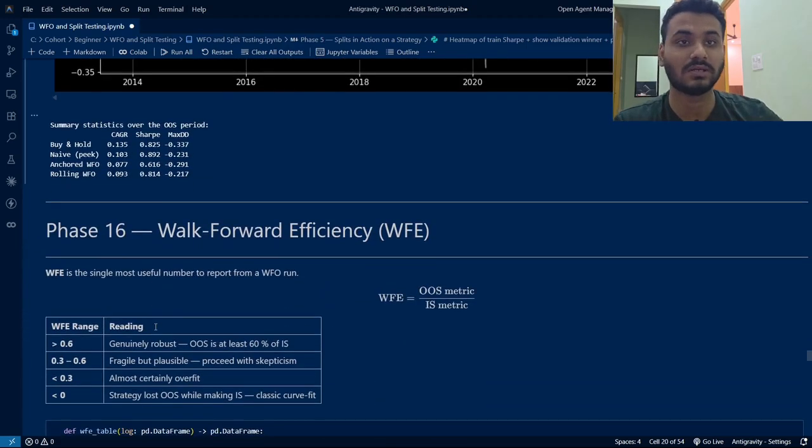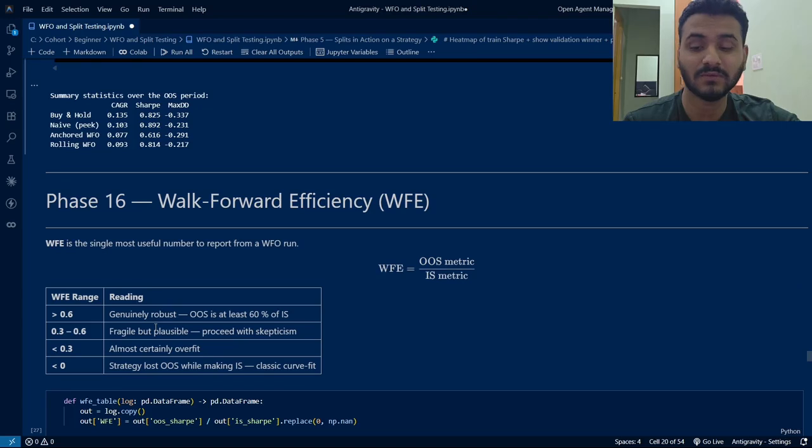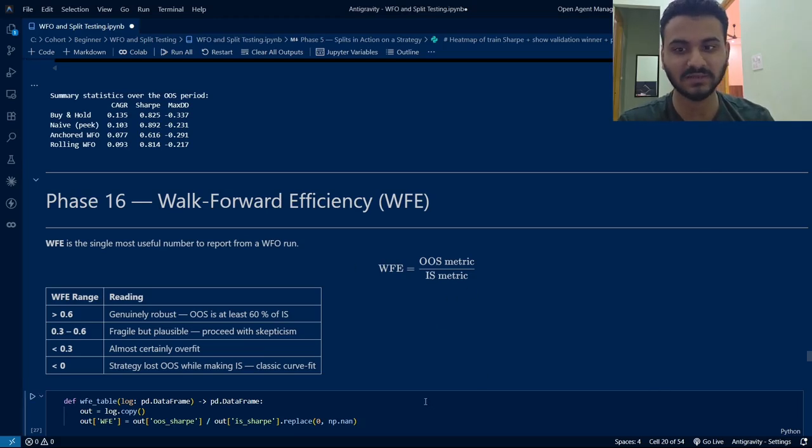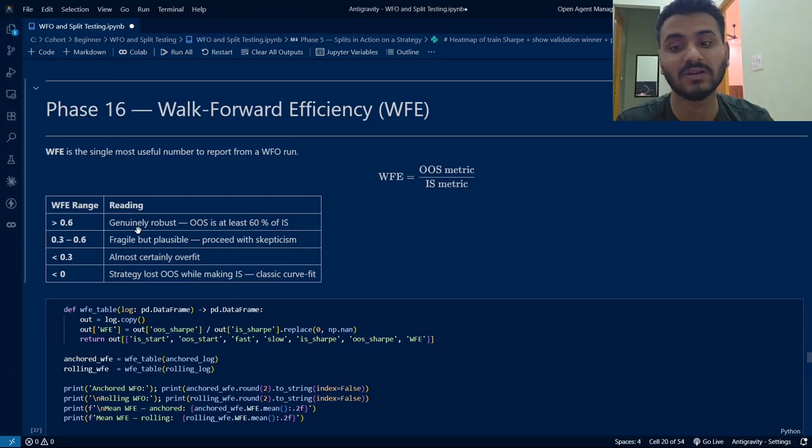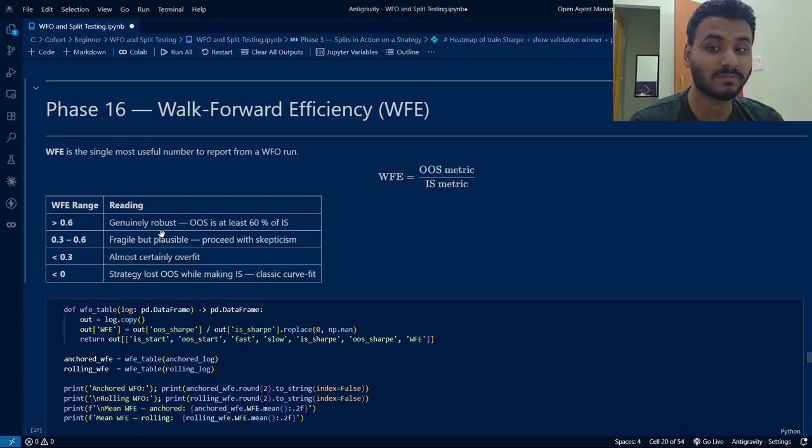Now, we talked about walk forward efficiency before. Walk forward efficiency is the single most useful number to report from a WFO run: out of sample divided by in sample metric. If it's above 0.6, it's genuinely robust. If it's between 0.3 and 0.6, it's fragile but plausible. You have to do other tests to remove the skepticism about the strategy. If it's less than 0.3, it's certainly overfit. If it's less than 0, the strategy lost out of sample while making money in sample, a classic curve fit.